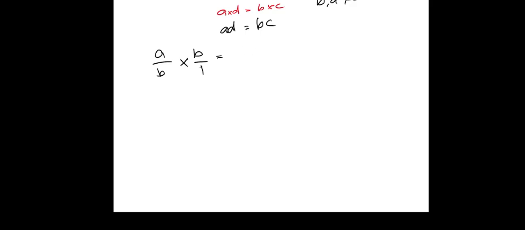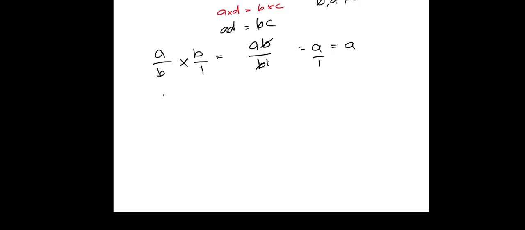Okay, well, top times top, bottom times bottom, A over B divided by B. Now, if you remember our cancelling rules, if we have B over B, a number divided by itself, it doesn't disappear, it just becomes 1. So we're left with A over 1, which is A. Okay, so far so good.